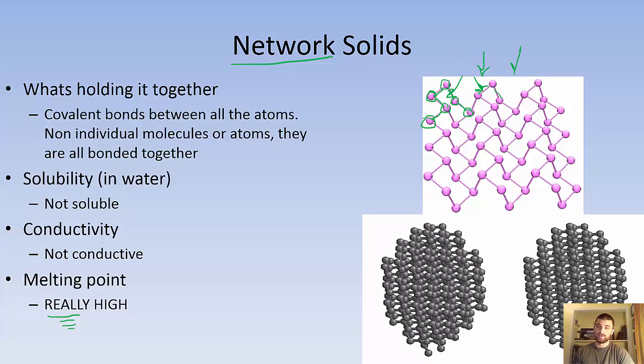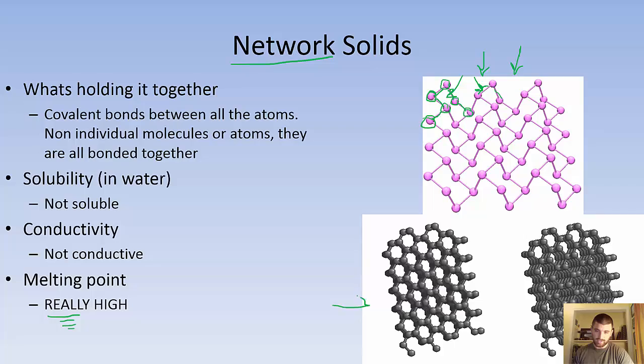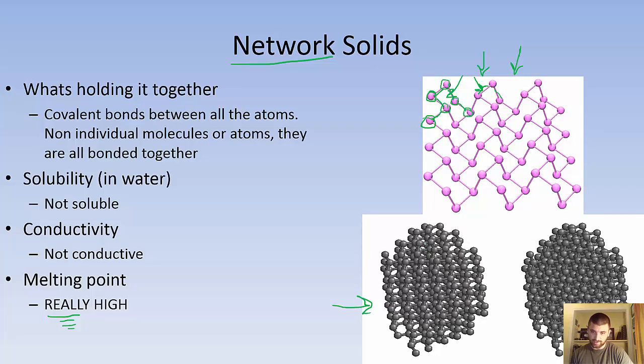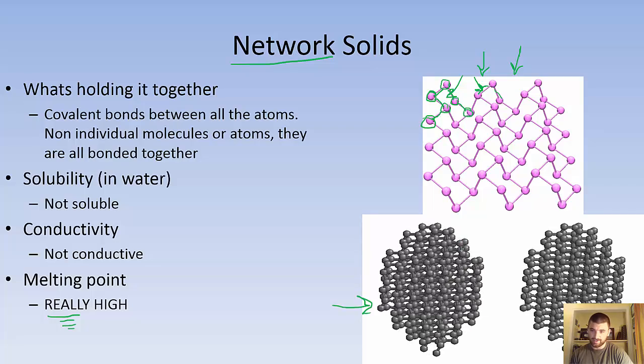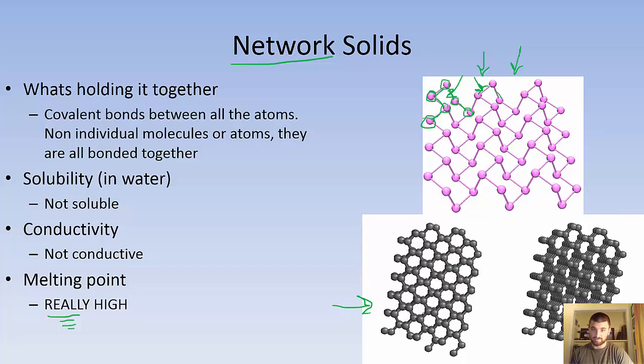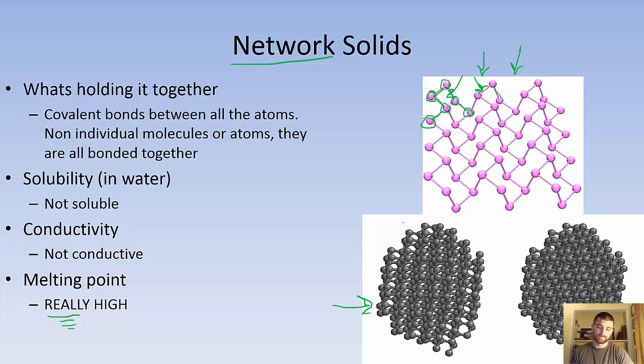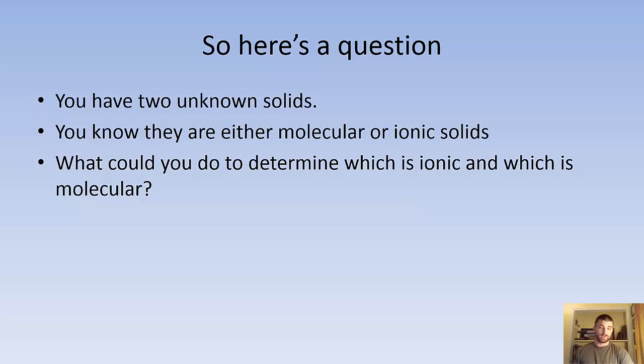So here's one image, and then here's a 3D rotating image of a network solid. You can see that everything is bonded to each other. It's one big molecule, kind of. It's a network. So here's a question that you guys are going to answer via a lab. You have two unknown solids. You know they're either molecular or ionic solids. That much I'll give you. But you got to figure out what could you do to determine which one's ionic and which one is molecular. How are they different? How are they the same? What will be helpful?